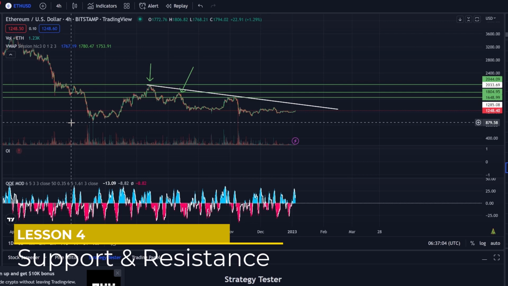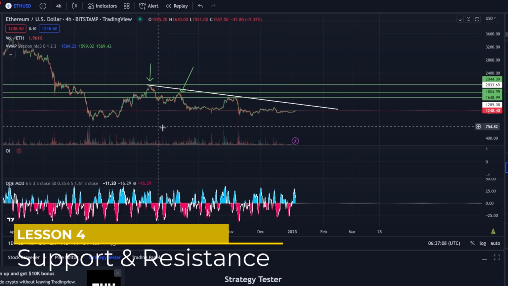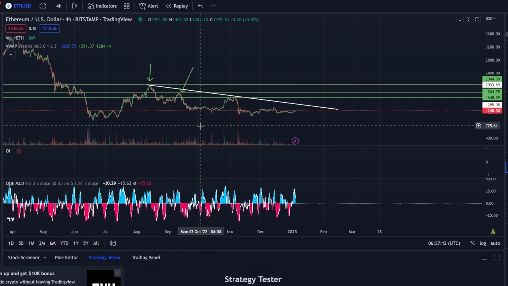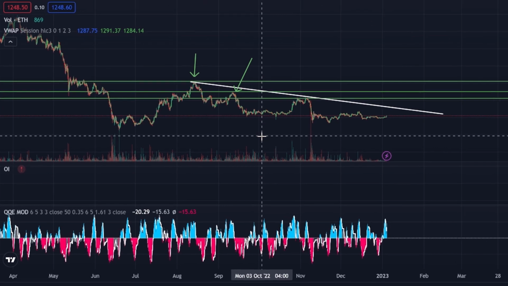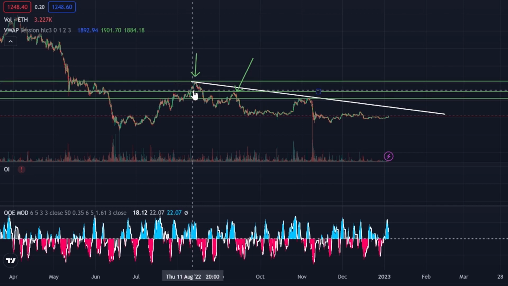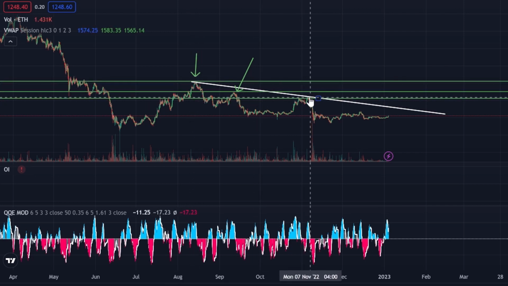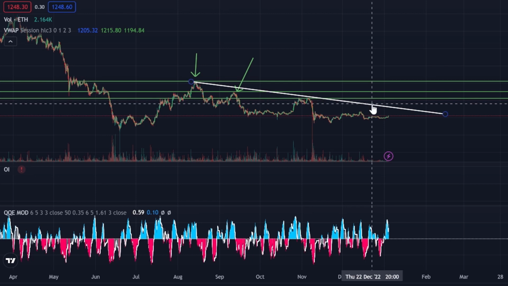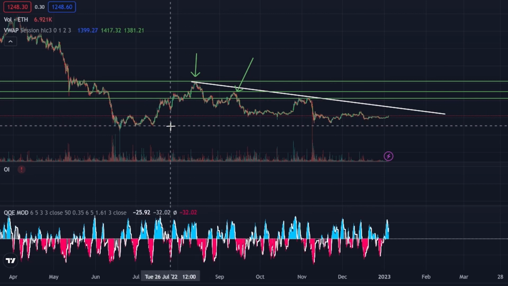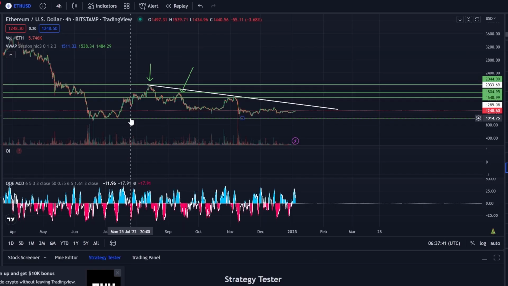Welcome to lesson 4. In this lesson, we'll go over how to identify support and resistance. There are many ways to define support and resistance. Resistance is a supply zone that is above the current price, where there was previously a rejection. Over here, and over here, for example. And support is below the current price where there was a bounce, for example, right here. We can also call this a demand zone.